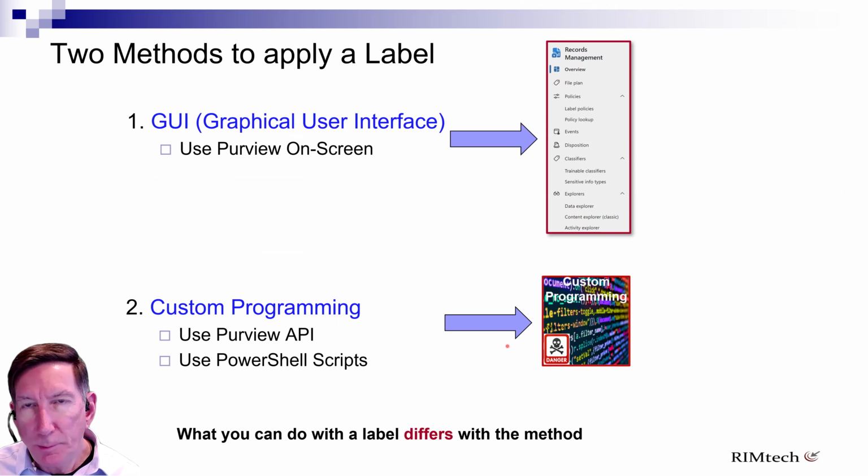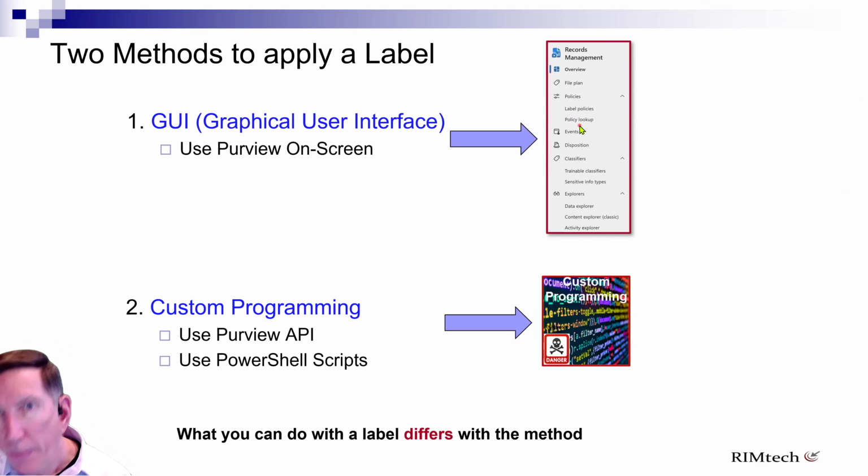Now, this is a bit of a stretch, but there are 2 ways to apply a label. We're now officially off grid. We're not on the Microsoft path anymore. We are going somewhere, which is there's 2 ways to use Purview. One is use the GUI, the graphical user interface, right here. In other words, we're not going to do any custom programming. We're just going to use the user interface on screen. But there's another way to use it as well, which is use custom programming via a Purview application programmer's interface.